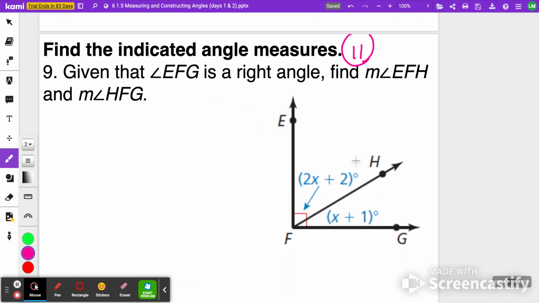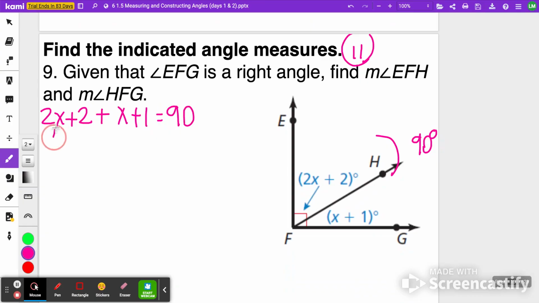So EFG is a right angle. That means all this is equal to 90 degrees. Let's first go ahead and set up that equation. 2x plus 2 plus x plus 1 equals 90 degrees. Some of you might have worked ahead already and just put all of these like terms together. So 3x plus 3 is equal to 90.